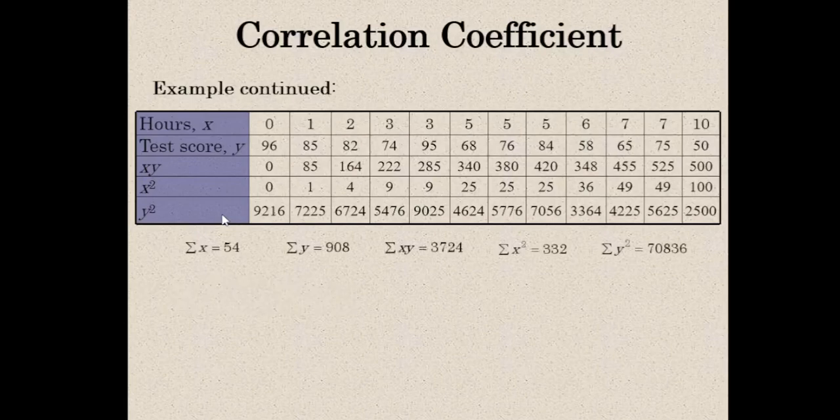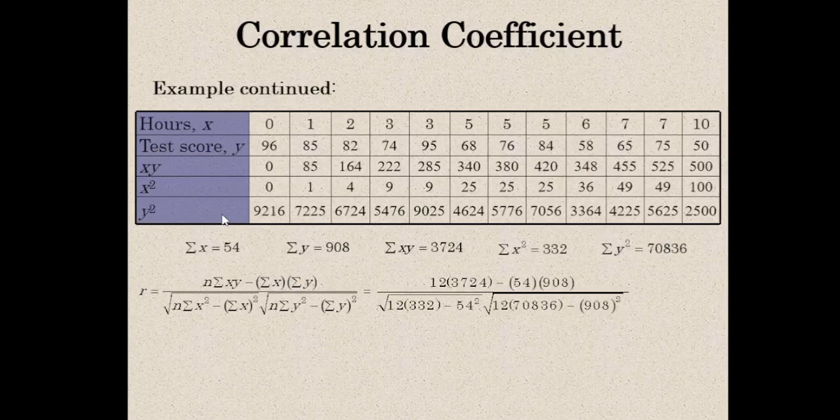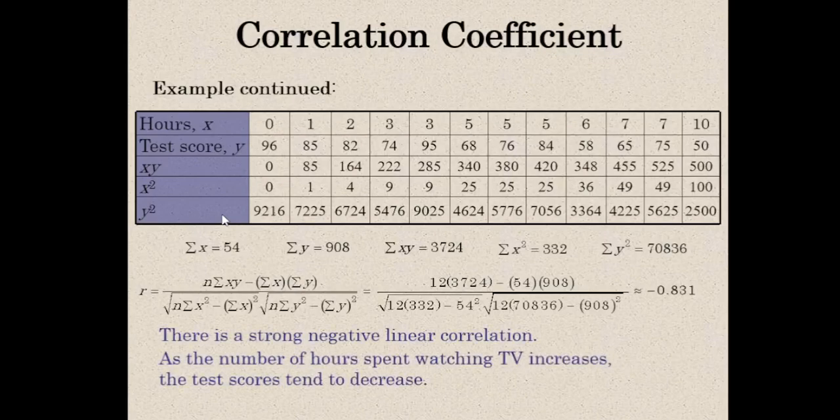After finding the summation factors, put those values in the correlation coefficient formula and you will get the final answer. The answer here is 0.831 with a minus sign. What this means: the minus indicates it's negative, and 0.8, which is nearer to 1, indicates that it is strong. So it is a strong negative linear correlation.